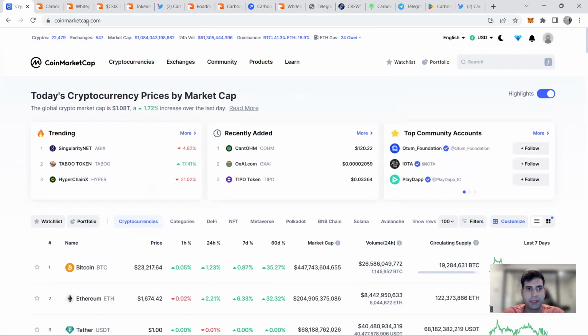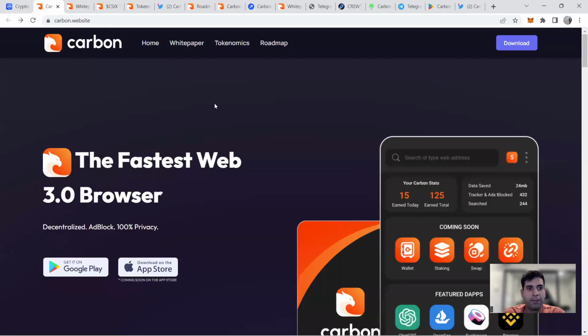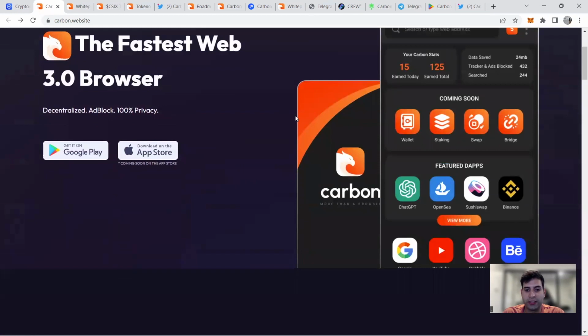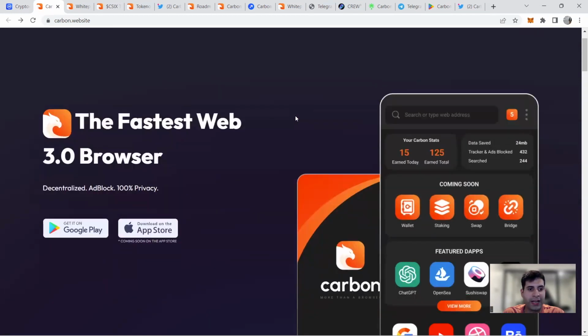There might be some ups and downs, but that's why we are here: to introduce projects that are better long-term in terms of potential. So today I'm going to talk about Carbon. It's a new web browser for Web3. It's decentralized, it has ad block, and it's a 100% privacy-based browser. You can already start testing it out if you have Google Play.